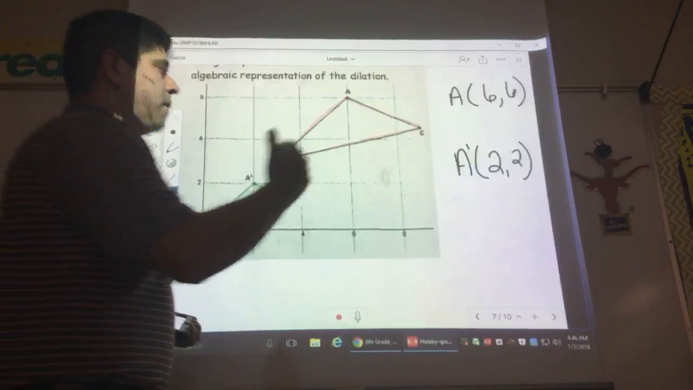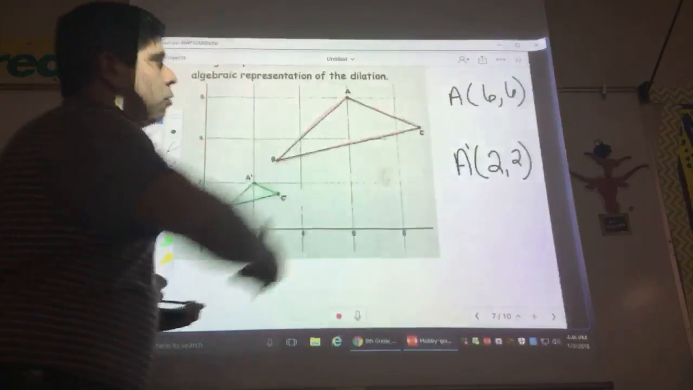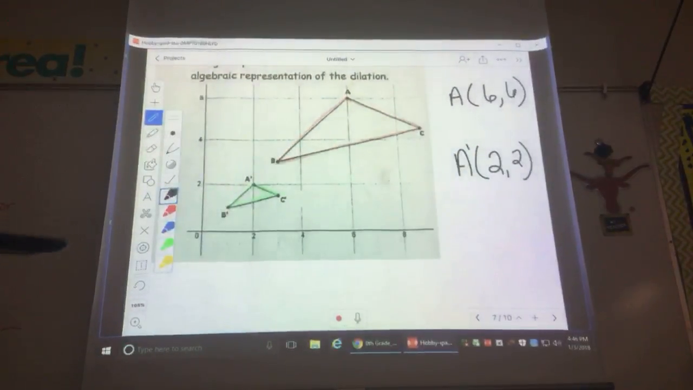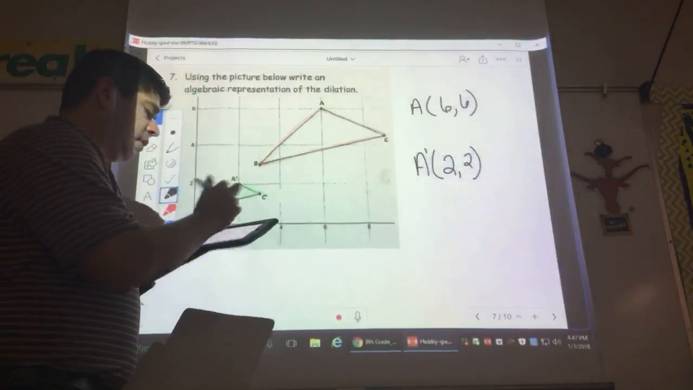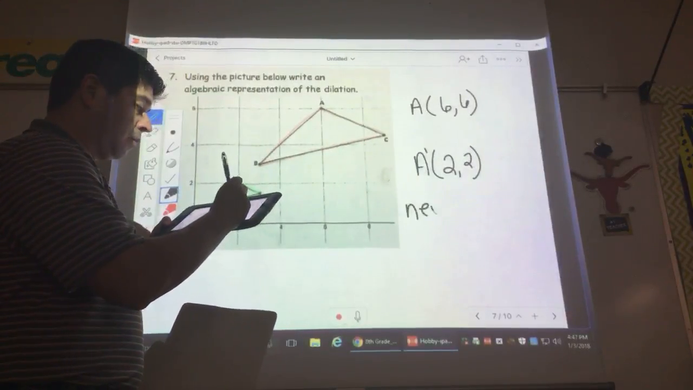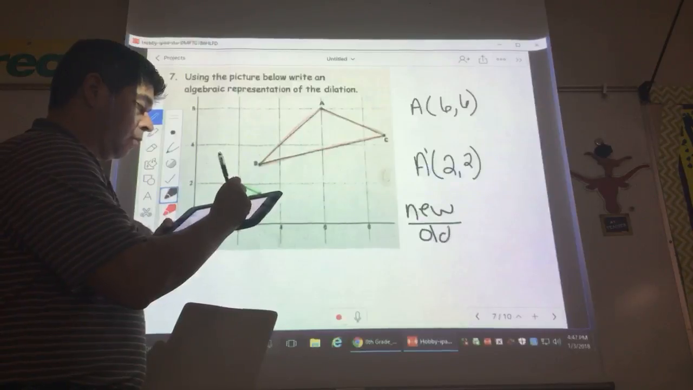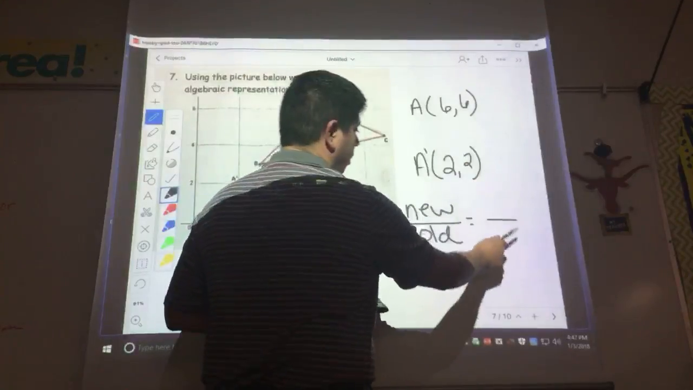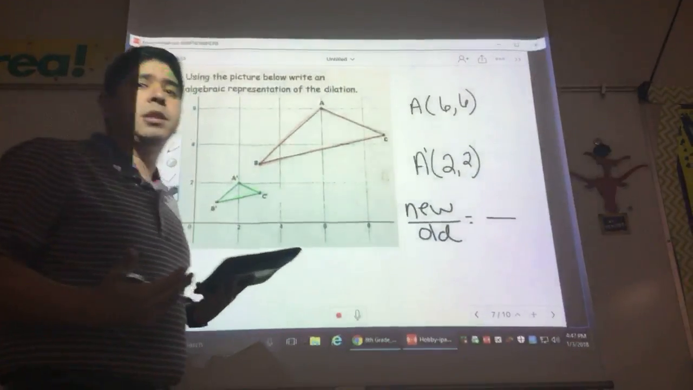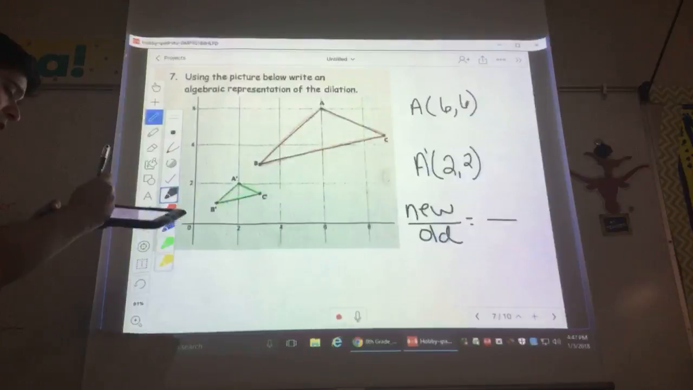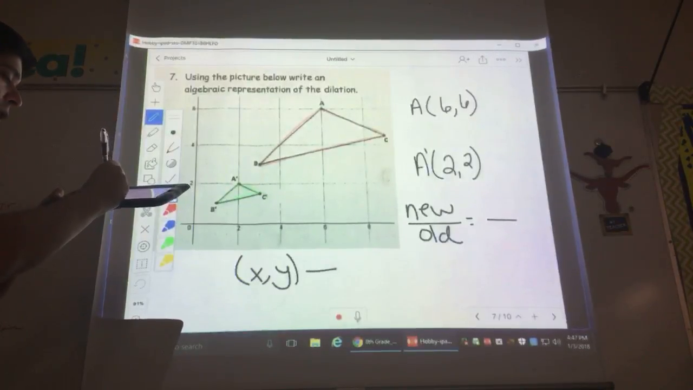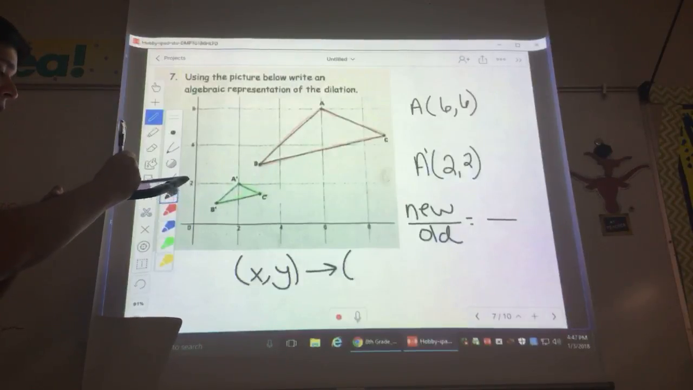So you have to find your scale factor of 6, going from 6 to 2. Remember, it's a reduction, right? It's getting smaller. So if you can't see that, then yes, do new over old. Put one of those points on top, one on the bottom, reduce it and see what you get. Once you do that, then you're going to have x, comma y, because it's got to be an algebraic representation, and then you're going to have something x, something y.